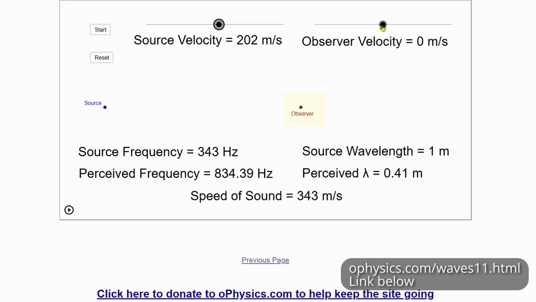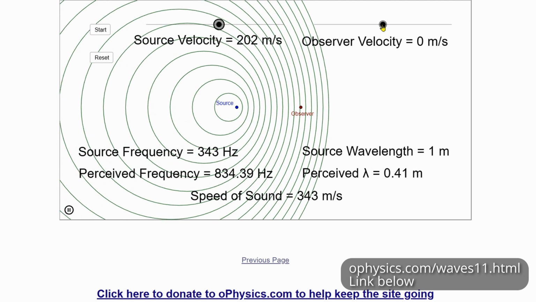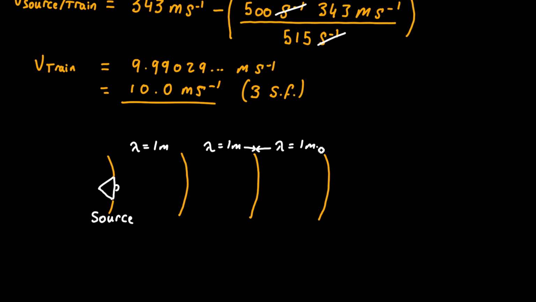If we run the simulation now, you can see that the wavelength in front of the source of sound has compressed down to around 0.41 meters from an original wavelength of 1 meter. So it's compressed by more than half. In other words, if the source of sound was stationary and it was emitting sound, the wavelength of the sound would be 1 meter.